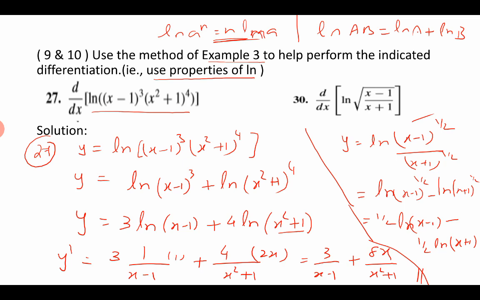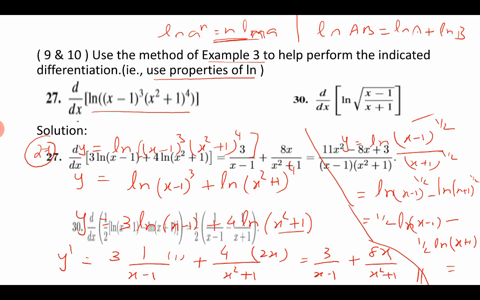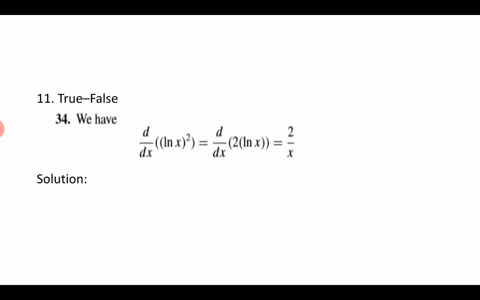Next step, you can find the derivative and continue this one. The last type of problem is coming up: whether true or false. Is it true? No, because 2 is constant. When you differentiate ln x, you will get, isn't it? No, actually this is wrong. Actually you should write this one. This is wrong. What is given here?